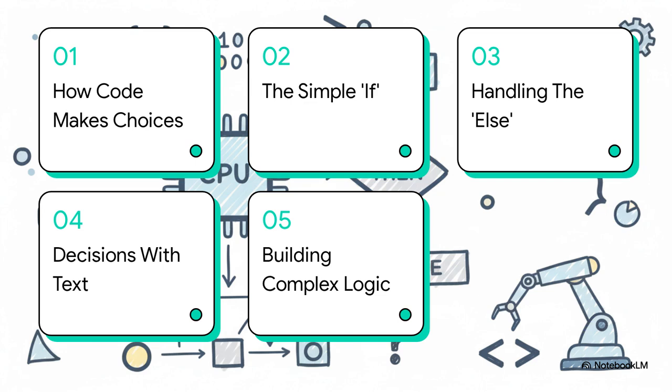So, here's what we're going to cover. First, we'll look at the basic idea of how code makes choices at all. Then, we'll get into our first and most important tool, the simple if. After that, we'll figure out what happens when the answer is no using something called else. We'll even tackle how code makes decisions with text, not just numbers. And finally, we'll see how you can stack all these simple pieces together to build some really complex logic.